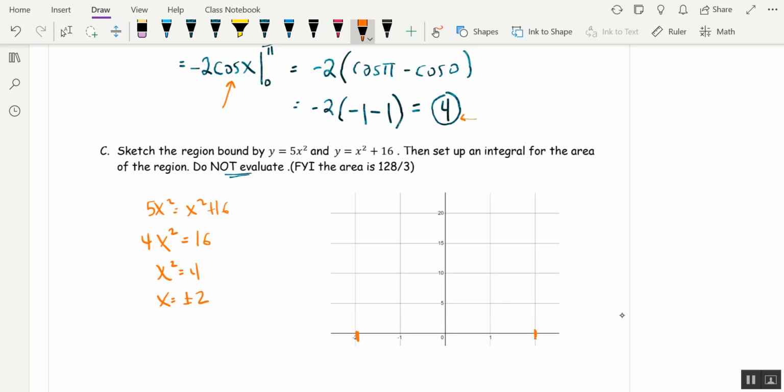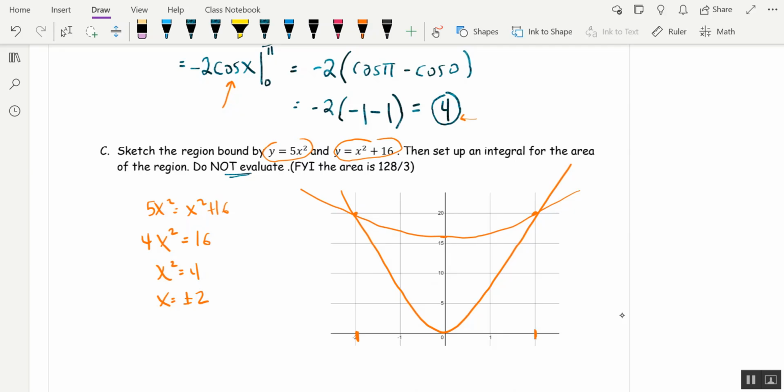And to find the y value of where they meet, we could just set x equal to 2 or negative 2 into either formula because the y values will be equal there. And we do that and we get 20. So y equals 5x squared goes through the origin, looks something like this. And y equals x squared plus 16 crosses the y-axis there at 16, and it also goes through those 2 points. So we've got a setup that looks something like that, and we want the area of this region here.